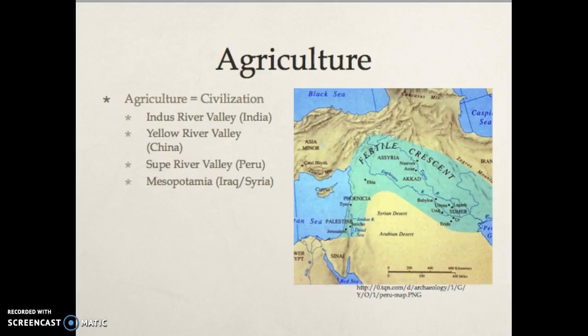Historians often speak of an agricultural revolution, as though it was a single event that occurred in one spot at one time and then spread around the globe. But that's not accurate. In fact, the agricultural revolution occurred independently at many spots around the world at different times. Some of those spots include the Indus River Valley in India, the Yellow River Valley in China, the Supe River Valley in Peru, and Mesopotamia, which is now part of Iraq and Syria.